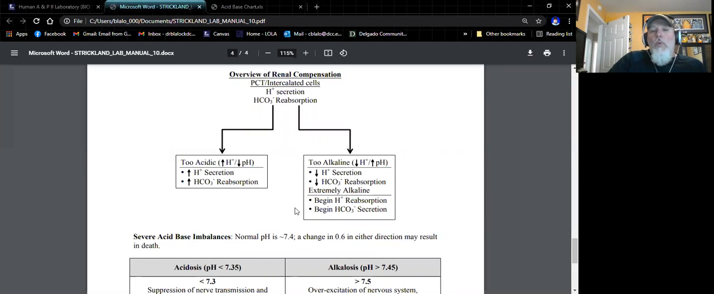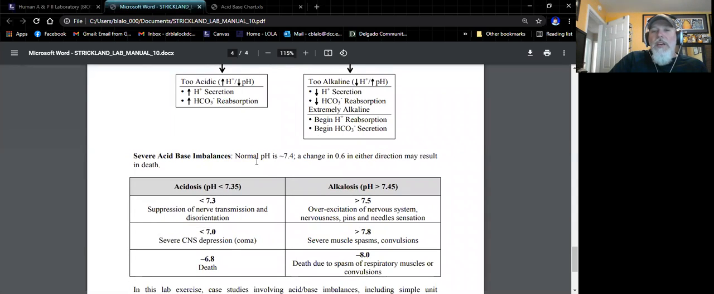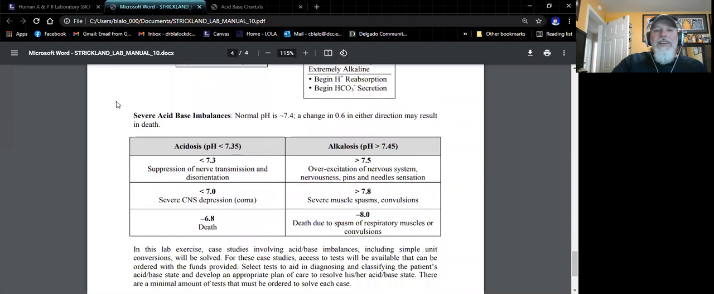All right, so what can happen if we get out of our normal pH range? Well, like we said, normal pH is about 7.4, just because that's the middle between 7.35 and 7.45. Any deviation of 0.6 in either direction can result in death. And here's why. If we get acidic, if we drop from 7.35 to 7.3, 5/100ths of a point, we can suppress nerve transmission and it can create disorientation. So if we become acidic, we can begin to see some effect on the nervous system.